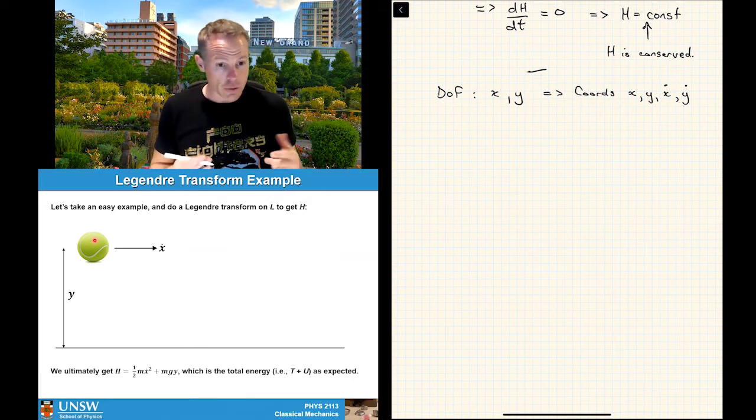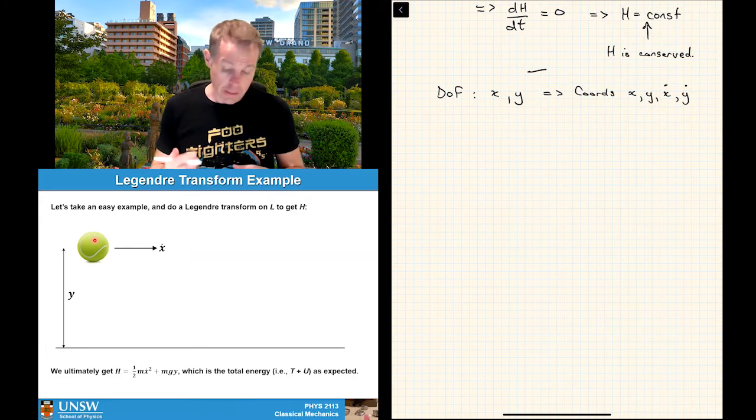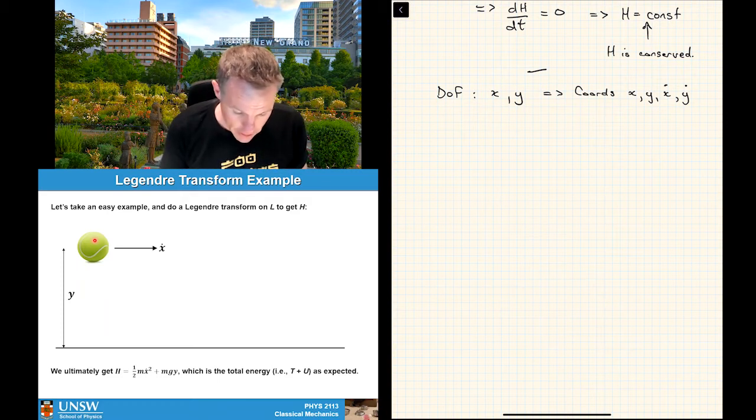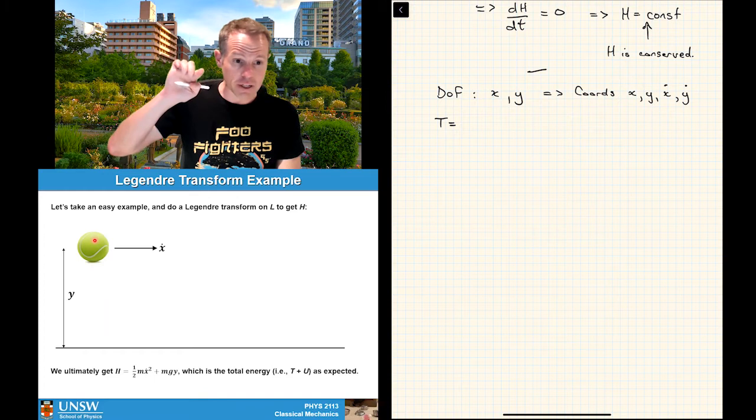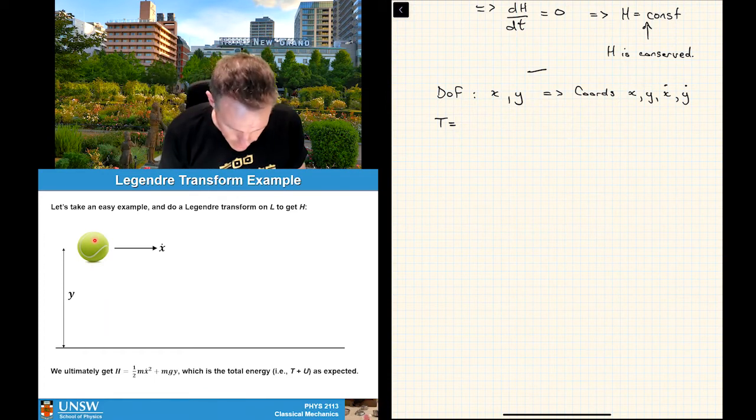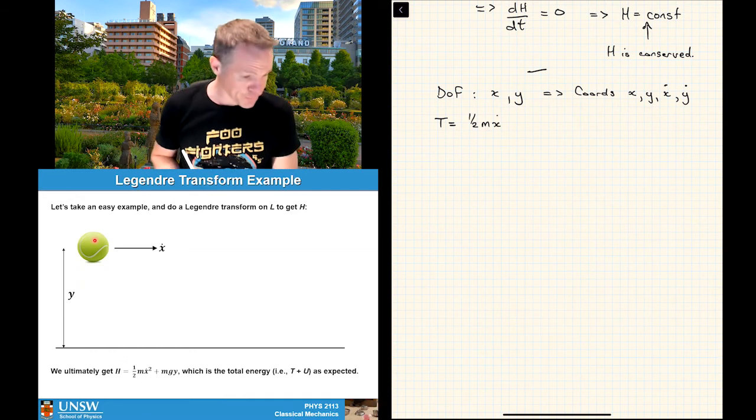To get our Lagrangian, we need 2 things. We need the kinetic energy and the potential energy. The kinetic energy here is pretty easy. It's just the half mv squared, and v is just our x dot. So this will be a half m x dot squared.